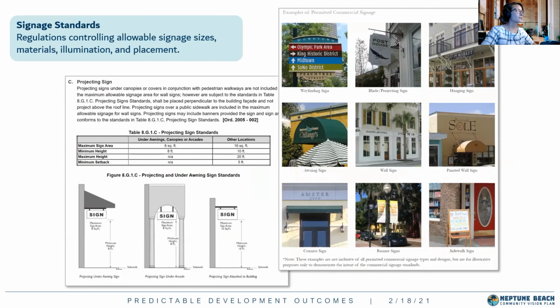Signage standards: there's a lot of new state and federal regulation around regulating signs. And so that's something that has changed in the last couple of years. We know that's something we have to look at, in particular with Neptune Beach's existing signage standards, to make sure that they're all in compliance with statutory requirements. But this is another thing that can be updated through a form-based code. And again, we're trying to make it as visual as possible with lots of examples and illustrations of what's permitted.